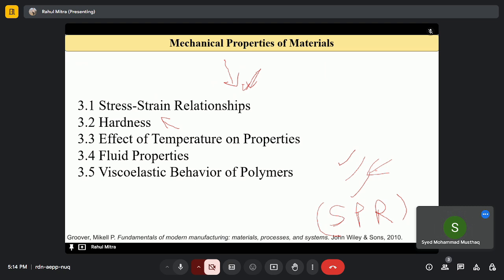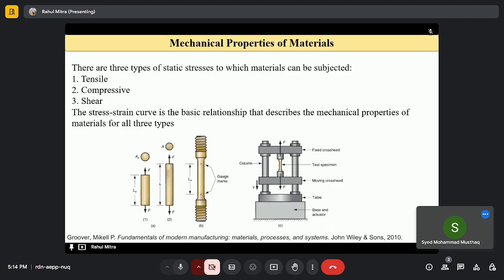So let's start with stress strain relationships. Now, mechanical properties of a material determine its behavior when subjected to mechanical stresses. Right? There are many properties that define the material when we are talking about the mechanical properties. Depending upon the material, these properties include elastic modulus, ductility, hardness, and various measures of strength.